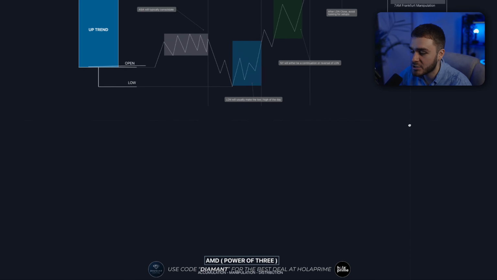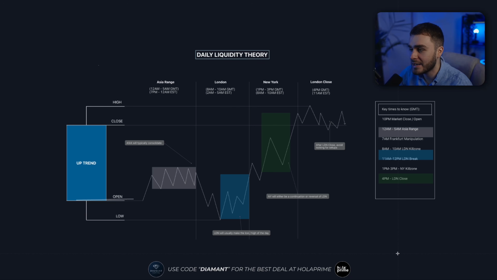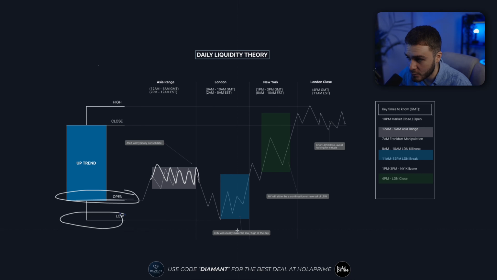Now, the next thing we actually need to consider is how does this relate to time and price? Well, it all comes down to this daily liquidity theory. Now, in theory, with an engulfing candle towards the upside on the daily or even on the weekly time frame, we should be seeing something like this, where typically we'll get the open of the day around this area. Price will start to consolidate around here. Eventually, we'll get the low of the day, which is projected to be in our London session.